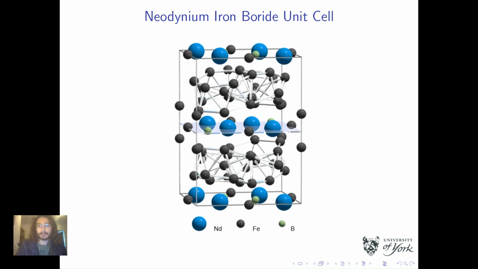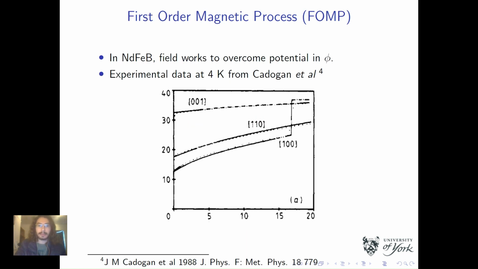And here we have an example of a permanent magnet, neodymium iron boride, and the symmetries of the sites will all depend on the space group P42/m in this case. We'll go into more detail on that later. So here's an example of how these anisotropy terms might manifest themselves.